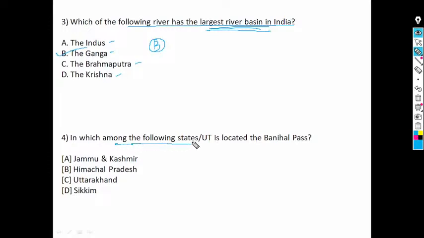In which among the following states or UT is Banihal Pass located? Jammu and Kashmir, Himachal Pradesh, Uttarakhand and Sikkim. Banihal Pass is located in the J&K Indian Territory, A.